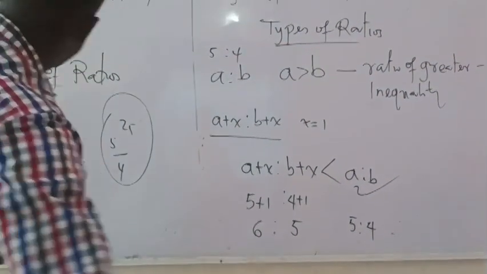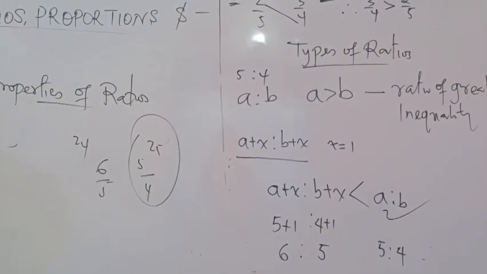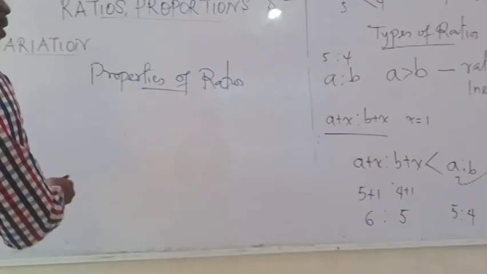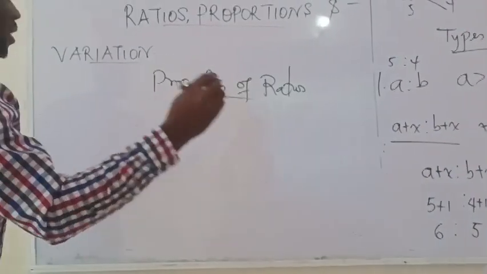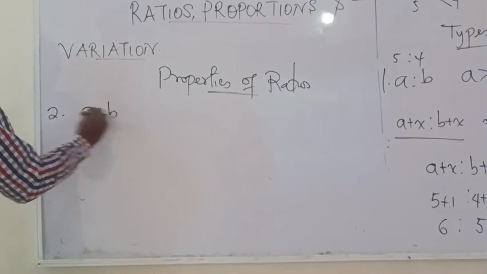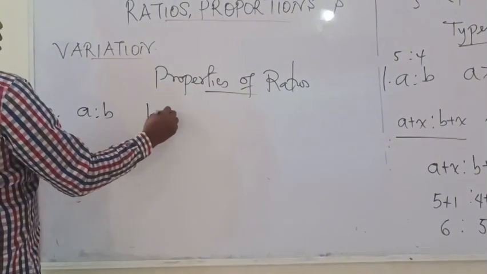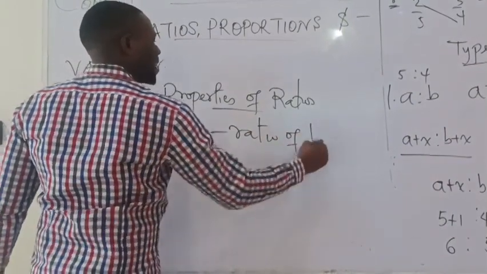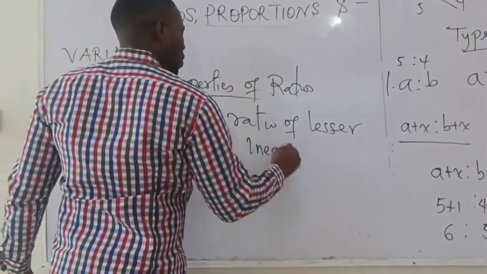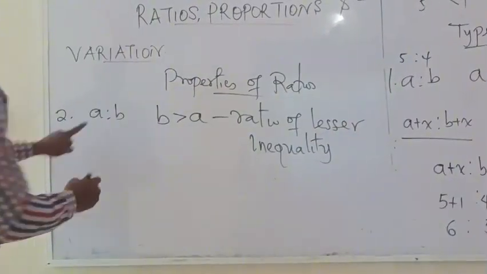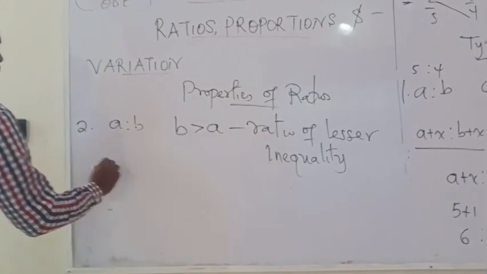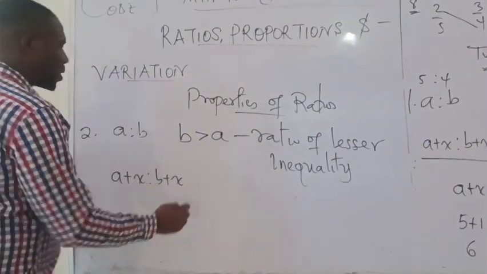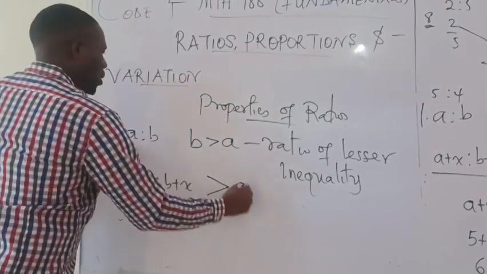Now, the second type of ratio is when the consequent is greater than the antecedent. We call that ratio of lesser inequality. This is the first type, ratio of greater inequality. The second type is when we have a given ratio, and the consequent exceeds the antecedent. We call this the second type, ratio of lesser inequality. So if I add a positive number x to each of these, a plus x and b plus x, the answer I will get must be greater than the original ratio.